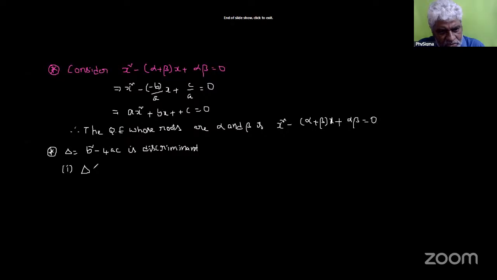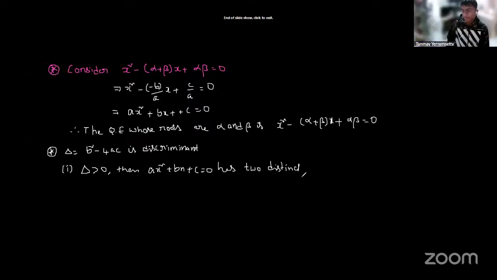If delta is positive, then ax square plus bx plus c is equal to 0 has two distinct roots. You know what I mean by distinct? Distinct means, in other words, different. That means the two roots are different.